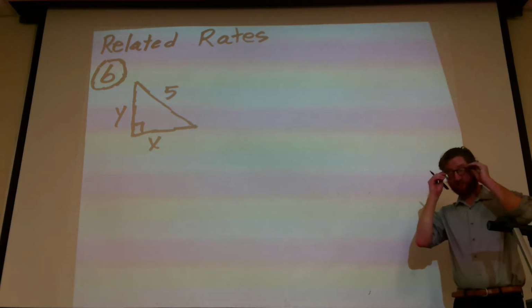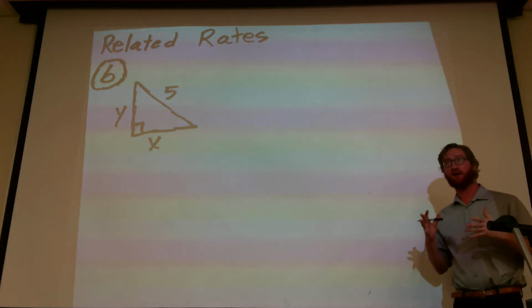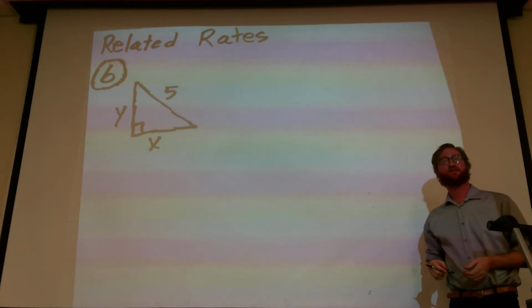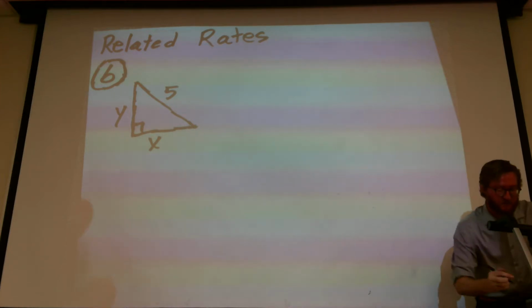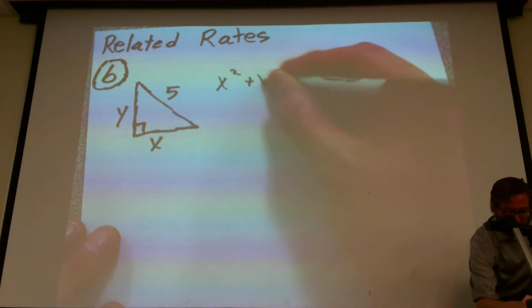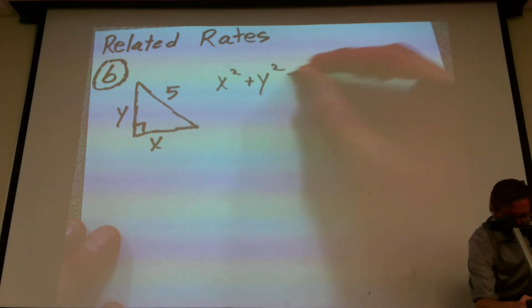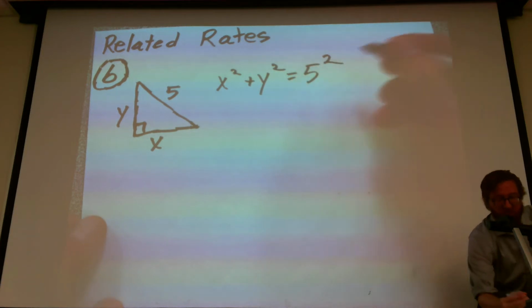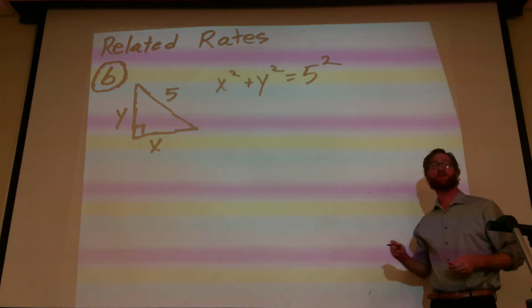So the equation that's going to relate these rates is going to be the Pythagorean theorem. So we have that x squared plus y squared is going to equal 5 squared. That's going to be the equation that relates our rates.